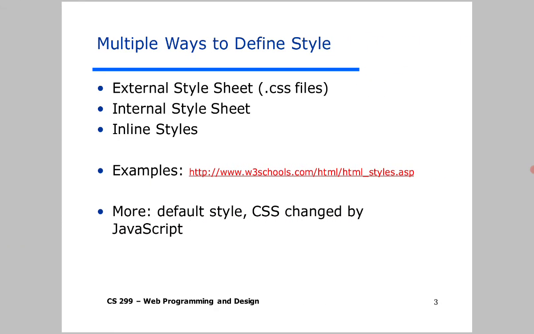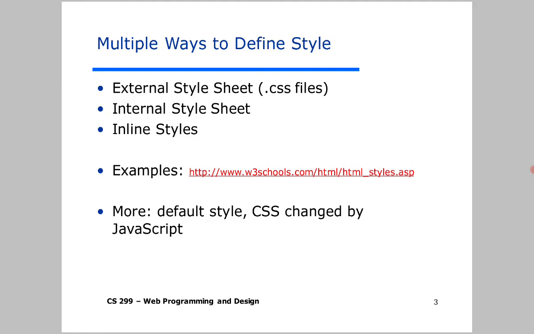So what are the multiple ways to define styles and style sheets? There are three types, or three ways. First one is external style sheets. This is also called types of CSS or style sheets. External style sheets means we may store some CSS code, programs or settings in a single file and save it with a .css extension, and this file can be accessed from the HTML file.